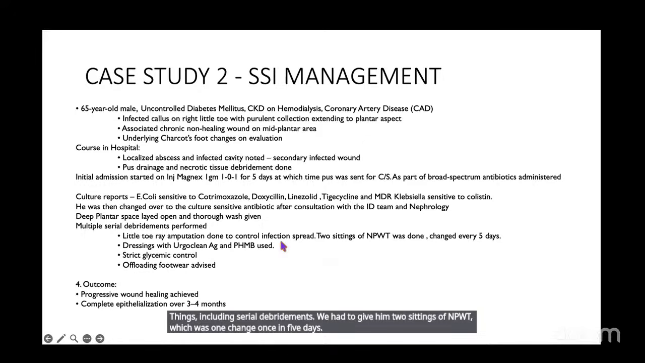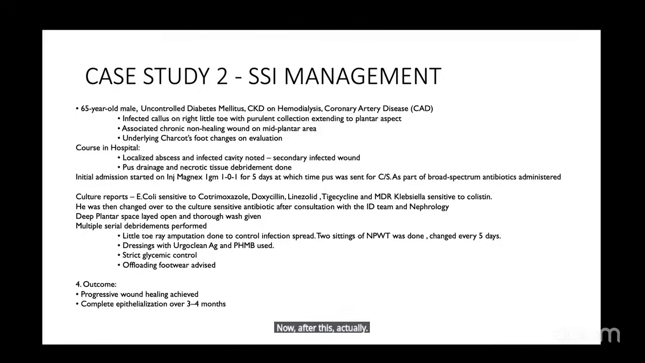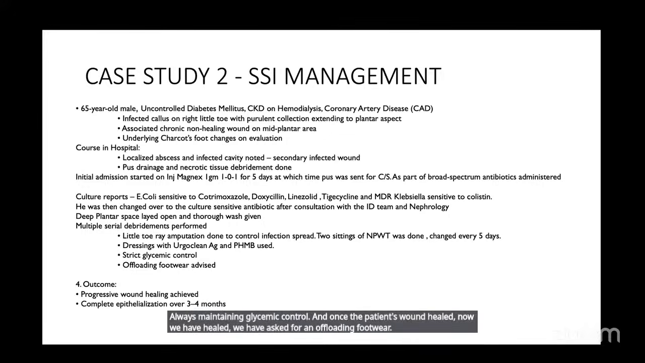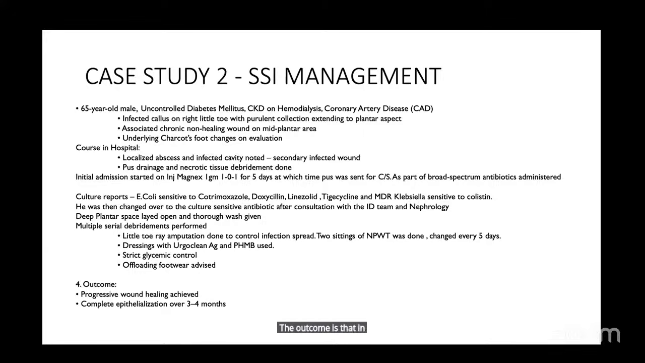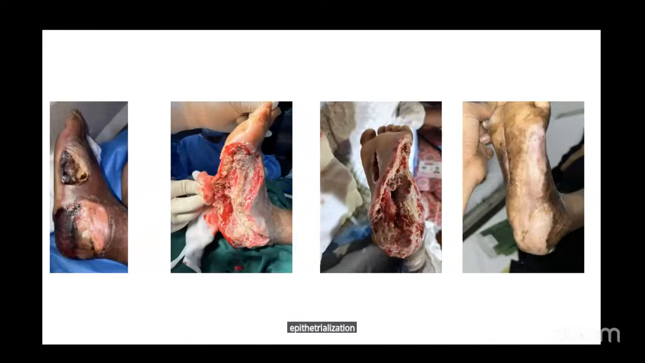After this, the patient was on ErgoClean and PHMB, used serially for improving the granulation and all that, always maintaining glycemic control. And once the patient's wound healed, we asked for offloading footwear. The outcome is that in about 3 to 4 months, the patient achieved complete epithelialization. So you can see here the wound from the start till the end.